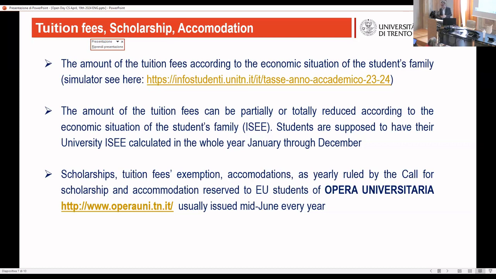Opera Universitaria is a partner institution of the University of Trento, dealing with and managing scholarships, tuition fees, exemptions, and accommodations. Every year, around mid-June, the call for application for European students is issued by Opera Universitaria. It's linked on the website of Opera Universitaria.